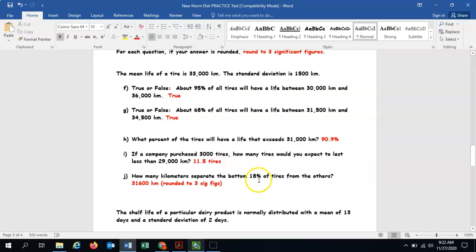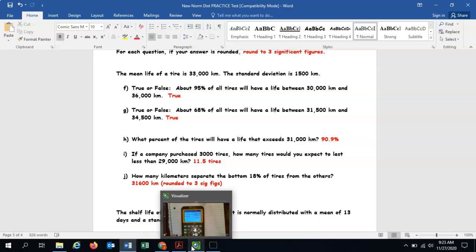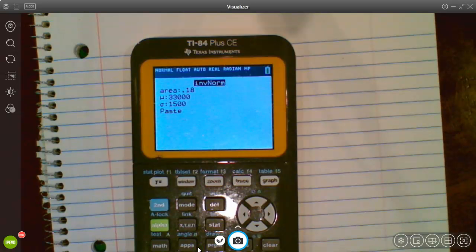Bottom 18%. So as soon as I recognize they're giving me a percent, this is now an inverse normal question. And remember, I always want the left side percent. This one is already giving me the bottom 18% or the left 18%. So I know that's the number I'm going to use. So I'm going to go to my inverse normal. And I'm putting in an area of 18%, so 0.18. My mean is still 33,000. Standard deviation is 1,500. So here's what's going into my calculator.